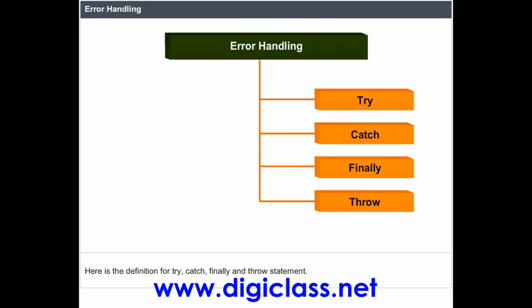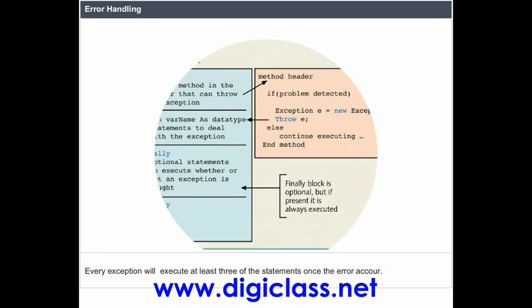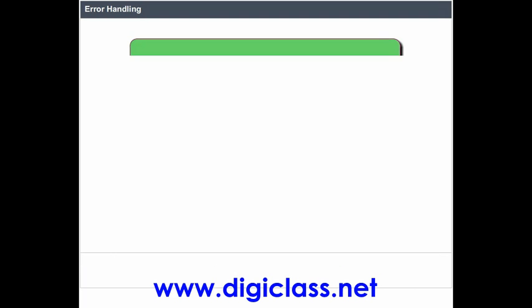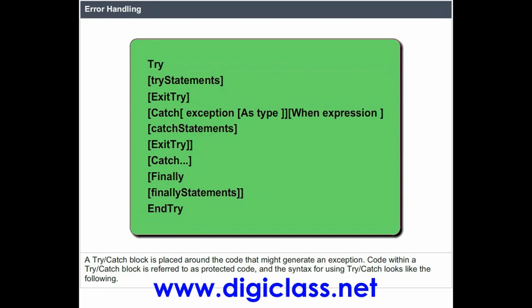Here's the definition for try, catch, finally, and throw statements. Every exception will execute at least 3 of the statements once the error occurs. Error handling. A try-catch block is placed around the code that might generate an exception. Code within a try-catch block is referred to as protected code, and the syntax for using try-catch looks like the following.